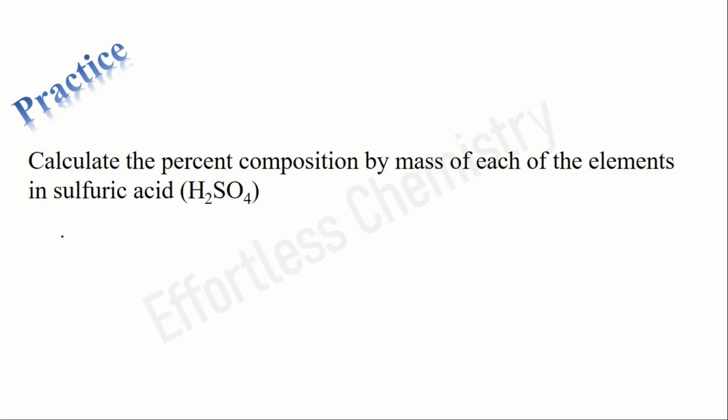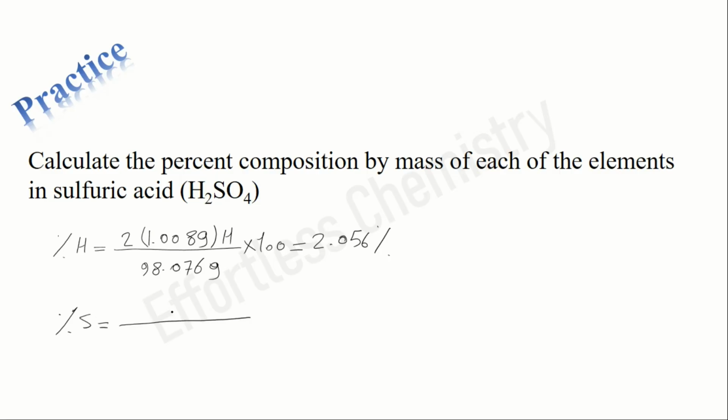Regarding the sulfuric acid and finding the percent composition by mass of each of its elements, first regarding the hydrogen present in this compound, the percent composition by mass of hydrogen in sulfuric acid is the number of hydrogen present multiplied by its atomic mass in grams divided by the molecular mass of the compound, 1 mole, 98.076 grams of the sulfuric acid, multiplied by 100 because it's percent, and it gives us 2.056%.